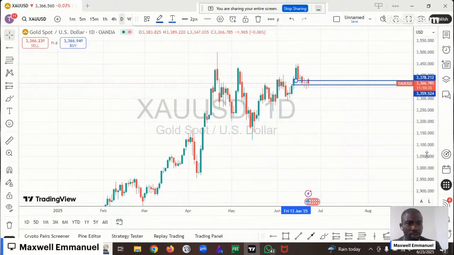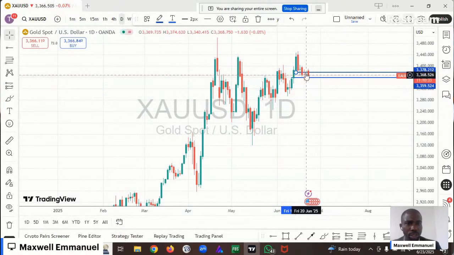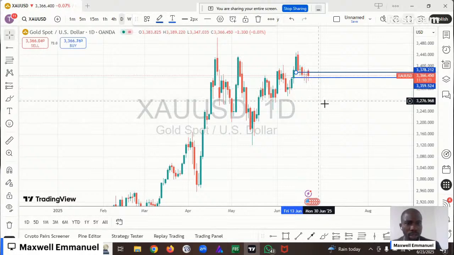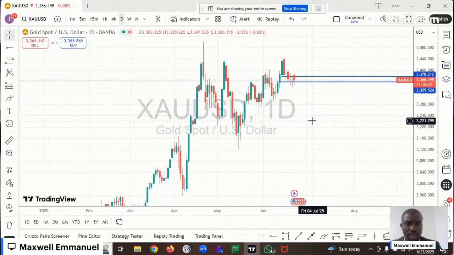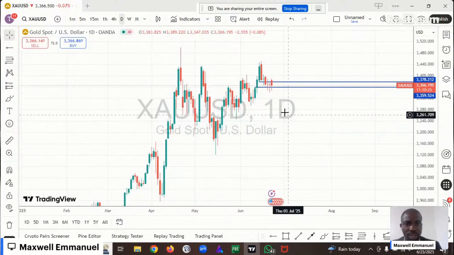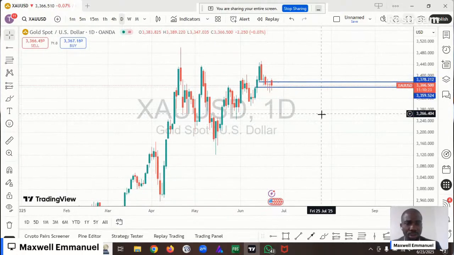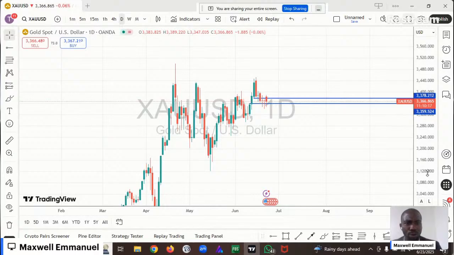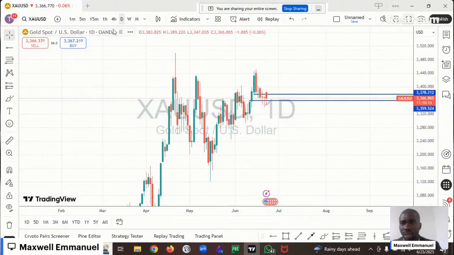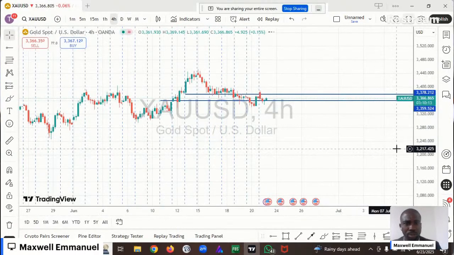After the fair value gap got filled, we had a doji 2 weeks ago. The candle closed as a doji, indicating that the sellers are becoming weaker. It indicates change in trend from bearish to bullish. You can see that. And so for that reason, my bias for gold is bullish. Okay, my bias for gold is bullish.